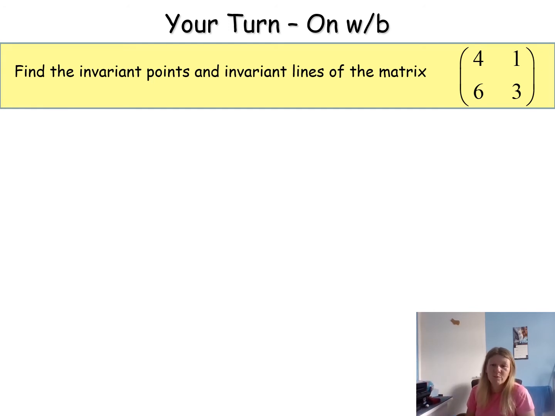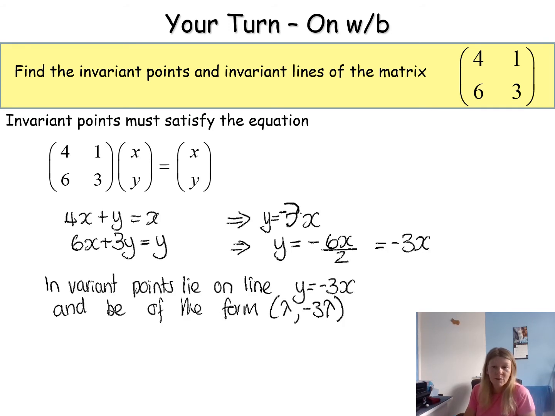Right, hopefully now you've unpaused, and here come the answers. If you went for that, you would have found the line of invariant points comes out at y equals minus 3x. You may have said anything of the form lambda, 1, minus 3 is an invariant point. It did say find the invariant points, didn't it? So that was that.